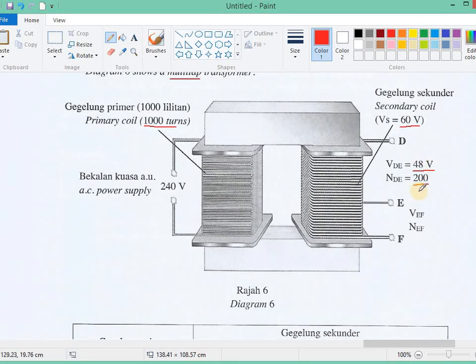So, total from here to here is 60 volt. Here to here is 48. So that means here to here it will be 12 volt. Okay, very simple.